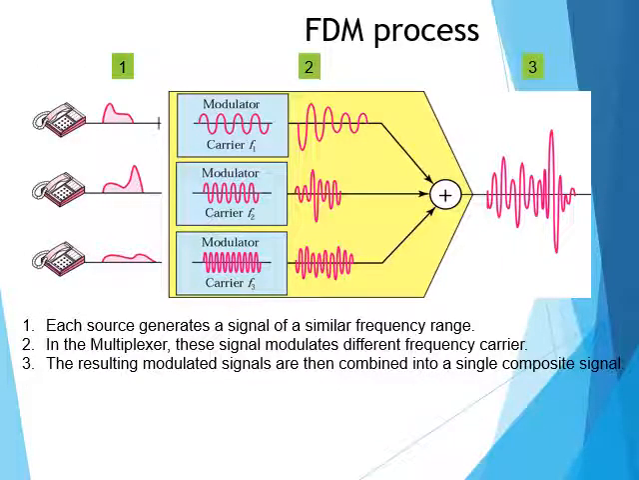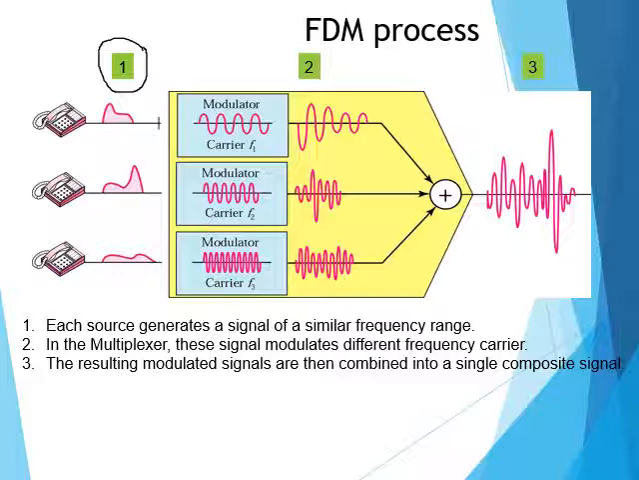These are the processes in the FDM technique. We have three processes. In the first one, each source generates a signal of a similar frequency range. How many sources do we have? 1, 2, 3. Three sources generate three different signals with similar frequency.